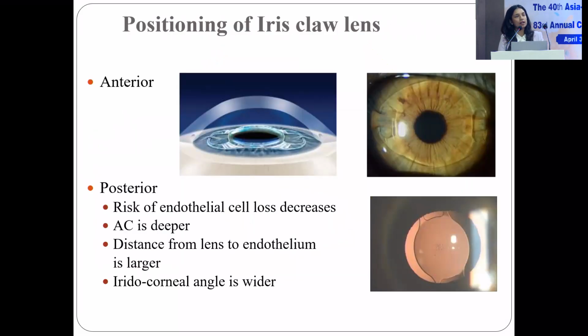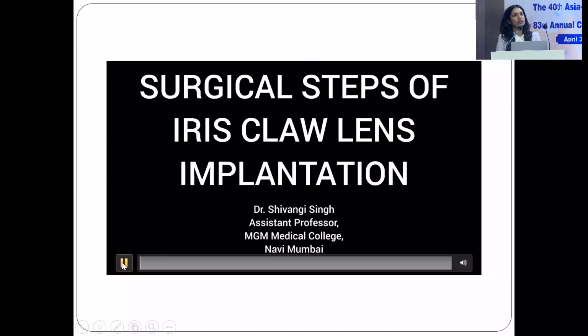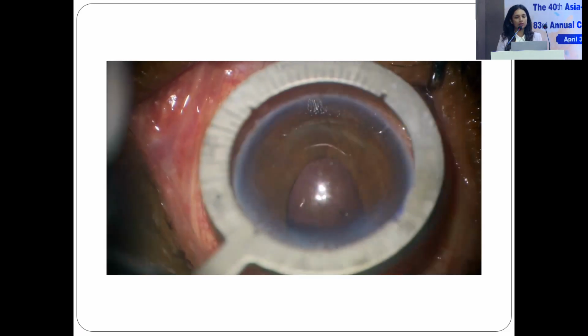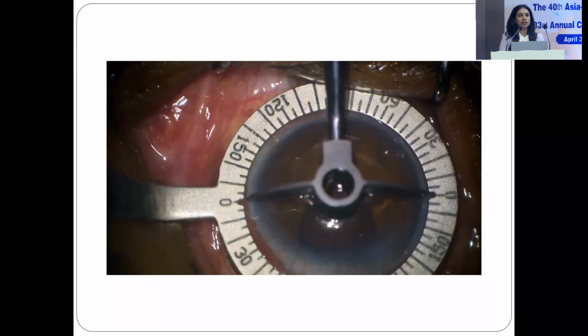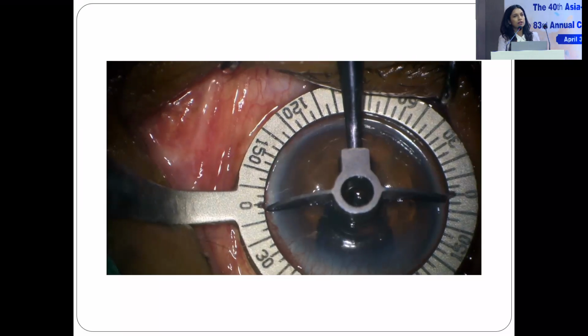So iris claw, as already discussed by ma'am, can be placed anteriorly or posteriorly, but posteriorly it has more advantages. So I'll be coming directly to my video and I'll be emphasizing mainly the surgical steps of iris claw lens implantation. Starting with the first step, it's not necessary for everyone, but it's useful for beginners. We can use this toric marker to mark 0 and 180 degrees, which are the two opposite sides of the side port that we need to enclavate the iris claw lens.